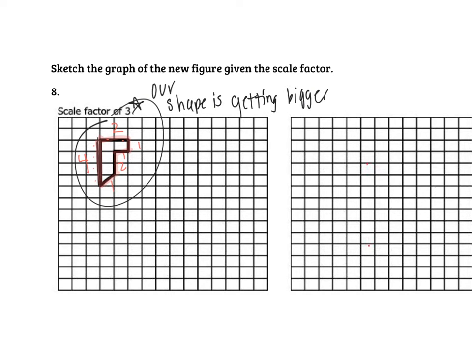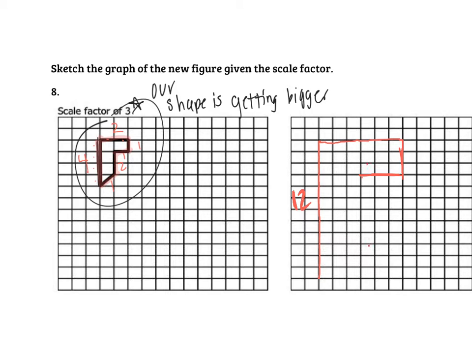So instead of 4, that side length is now going to be 12 units long. So 1, 2, 3, 4, 5, 6, 7, 8, 9, 10, 11, 12. Now it's 12 units long. I multiplied it by 3. The top is going to be 6 units long now because it was originally 2. So 1, 2, 3, 4, 5, 6. Instead of 1, this side's going to be 3 because I'm multiplying it by 3. Same with this side.